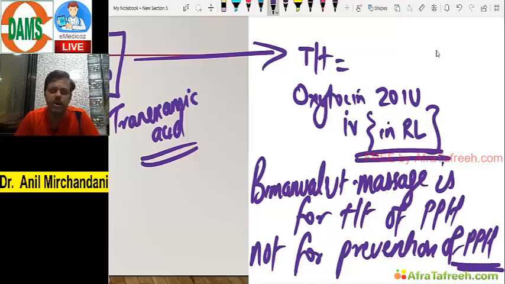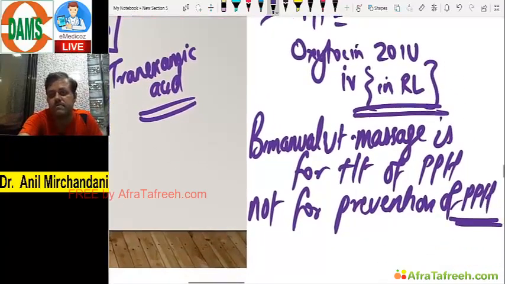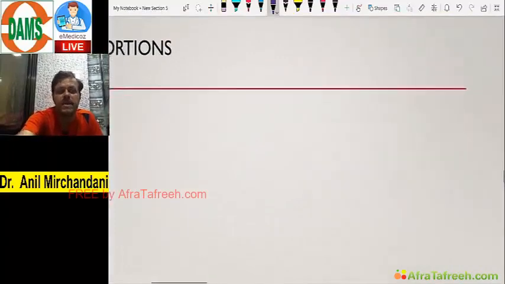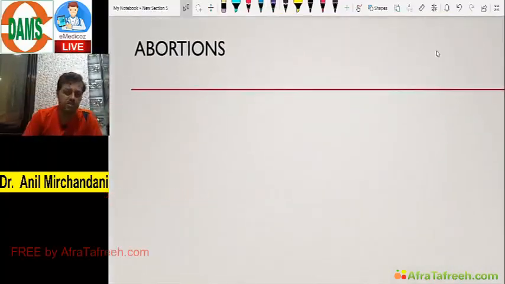Early cord clamping is for RH negative pregnancy. Somebody asked, no? Yes, RH negative pregnancy, early cord clamping. Birth asphyxia, early cord clamping. But HIV, I would pick delayed cord clamping because of this statement. Okay, next thing about abortions.